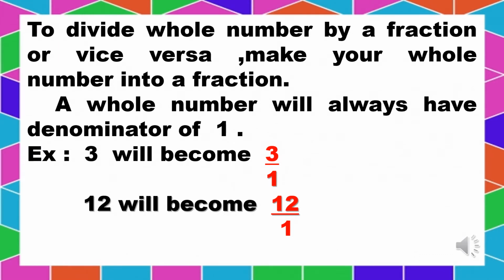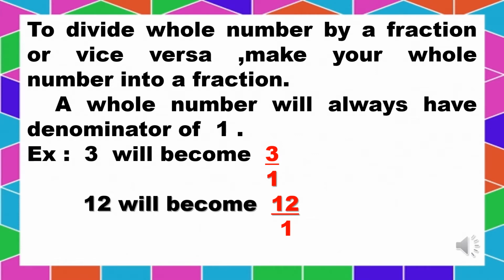Now, how do we make a whole number into a fraction? Take note that a whole number will always have a denominator of 1. So if you have 3 as the whole number, it will become 3 over 1. If you have 12, it will become 12 over 1. Meaning to say, a whole number will always have a denominator of 1.